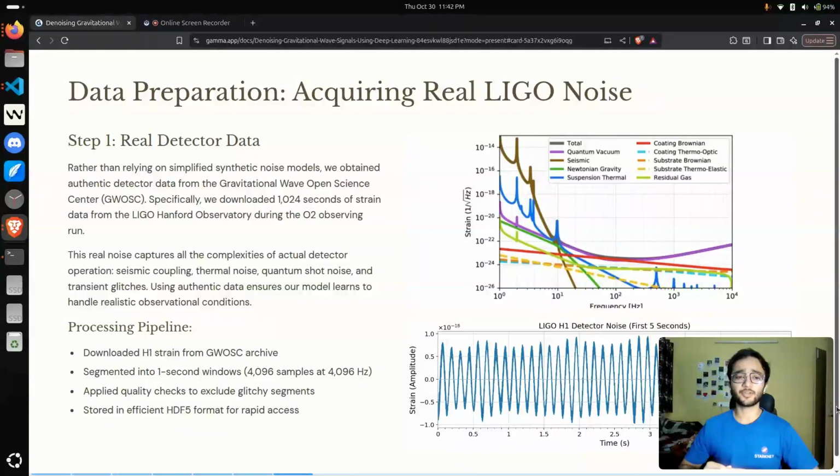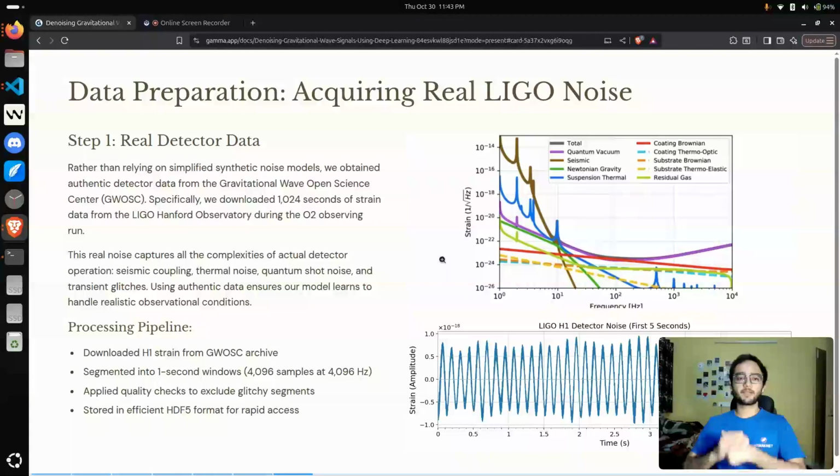The real noise captures all of the complexities of actual detector operation: seismic coupling, thermal noise, quantum shot noise. You can see how small the magnitudes of these noises are, but the actual gravitational signals are also very weak, on the order of 10 to the power minus 18 or so. You can see how these different noises contribute to the total detector noise. Even things like quantum vacuum can contribute to the noise.